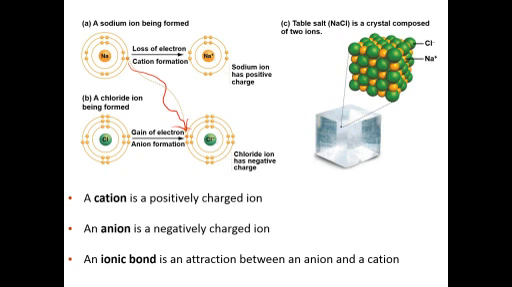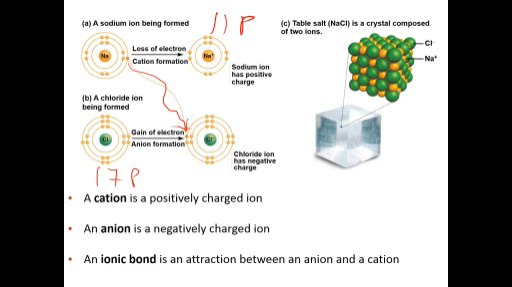Because look, you have 1, 2, 3, 4, 5, 6, 7, 8, 9, 10, 11 protons. Well, here, if you look at chlorine, you have 1, 2, you have 8 in the second shell, so that gives you 10, and gives you a total of 17 protons.